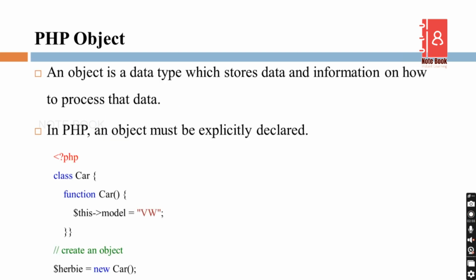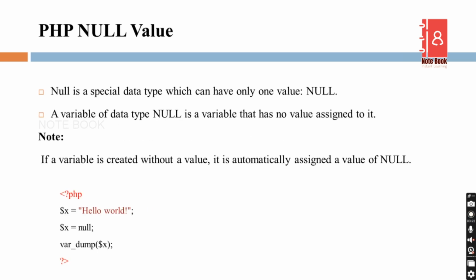PHP objects. An object is a data type which stores data and information on how to process that data. In PHP, an object must be explicitly declared. So PHP class Car, then function Car, and this sets model equal to BMW. So create an object like $Herbie is equal to new Car. This is what the creation of an object is.